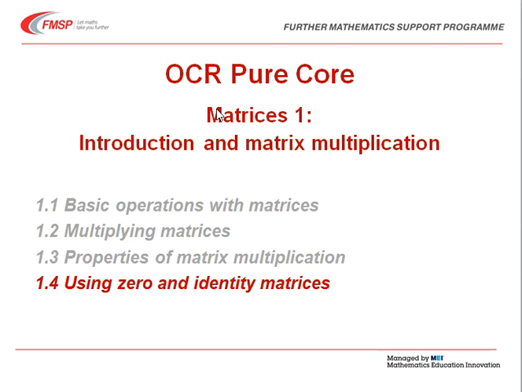Hello, this is the fourth matrix video for OCR Pure Core AS Further Maths, and it considers the use of zero and identity matrices. In the previous two sessions, we looked at matrix multiplication and the properties commutative, associative and distributive over addition. We found that matrix operations are a bit different to operating with normal numbers and algebraic expressions.